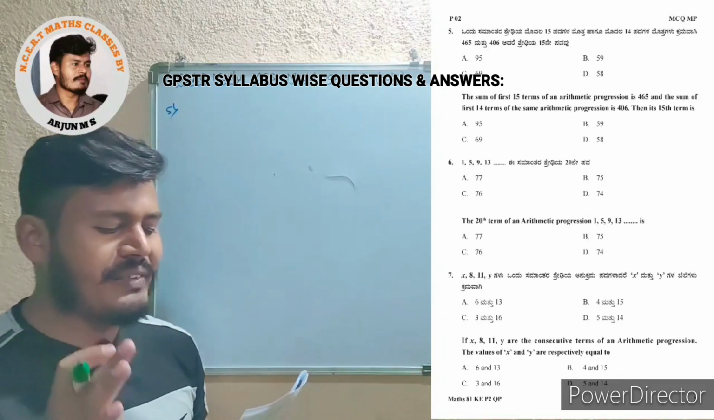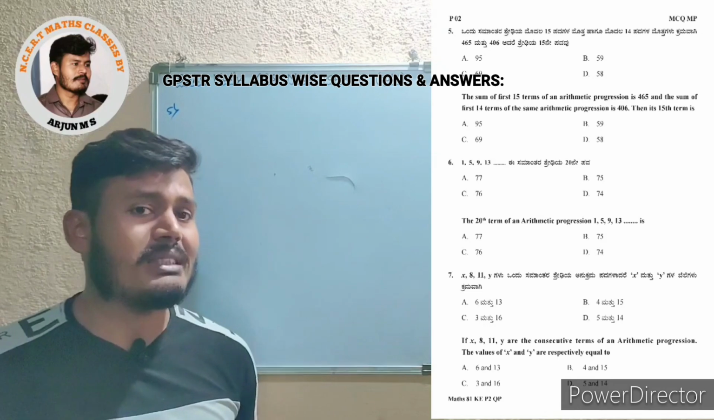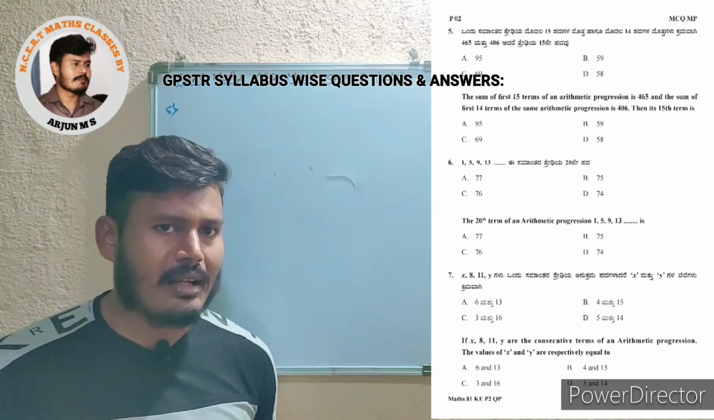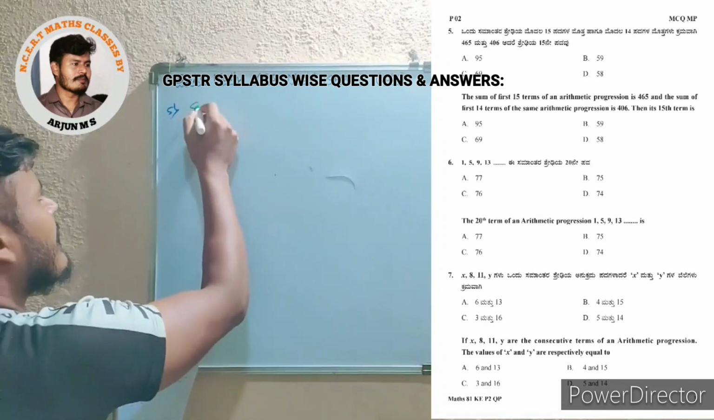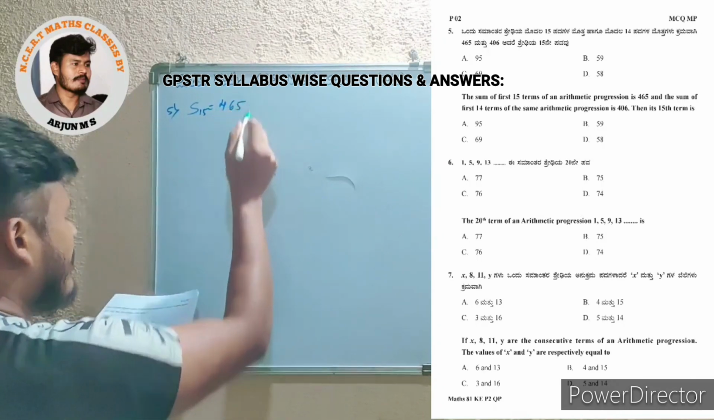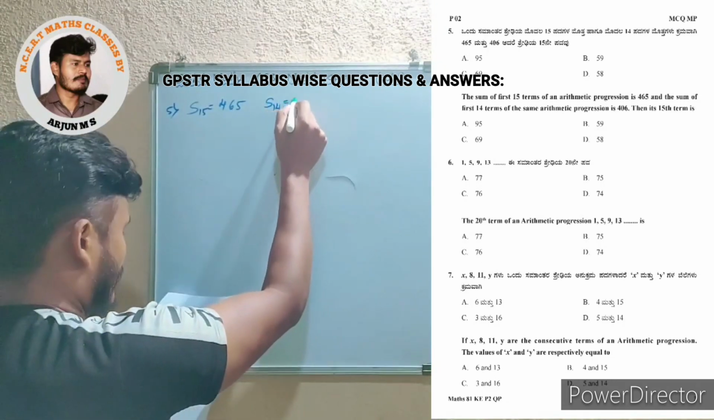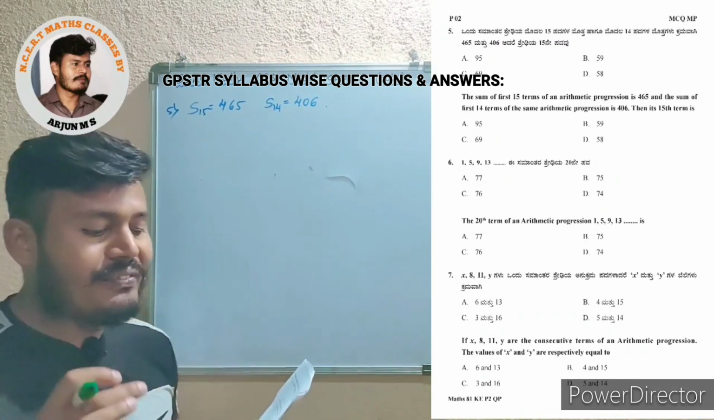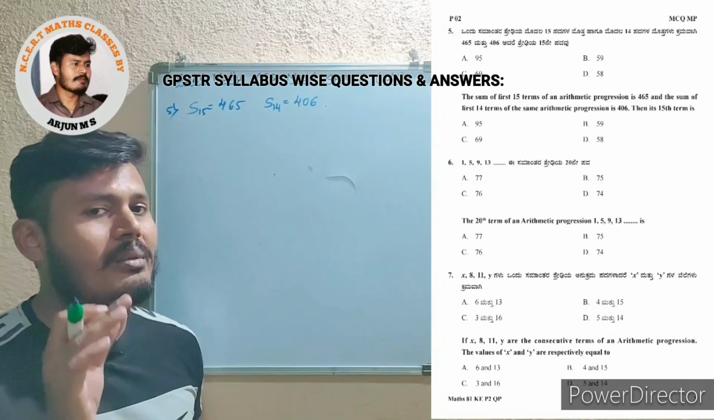The sum of first 15 terms of an AP is. So they have given the sum of first 15 terms, that is not A15, that is S15. A15 means the 15th term. S15 means the sum of first 15 terms. You should keep it in your mind. S15 is equal to 465 and they have given the sum of first 14 terms, S14 is equal to 406, right? Then its 15th term is. They are asking you to find out the 15th term of an AP.